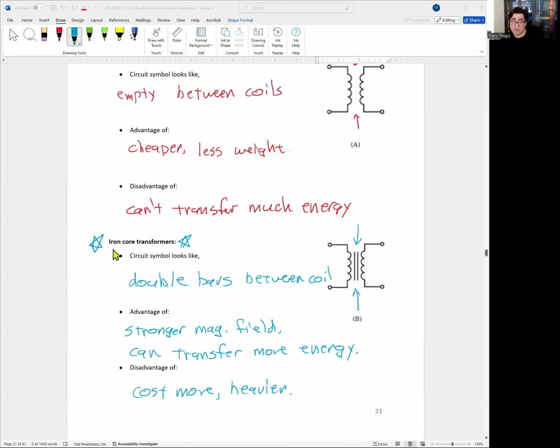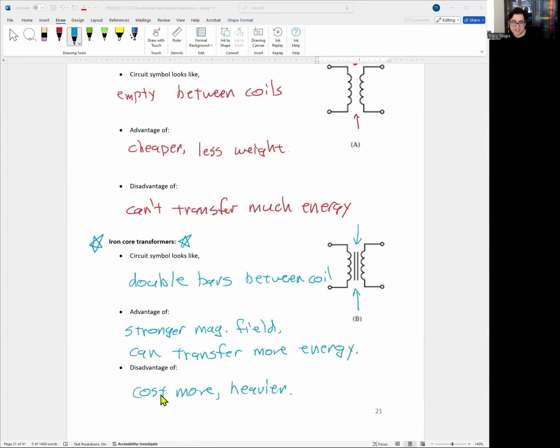Now, let's go to iron core, because this is what we use in the power system all day long. The way you see it in a circuit diagram is you'll see two double bars. The double bars represent the iron in the core, and the windings are wrapped around it. Right? The biggest advantage is a stronger magnetic field that can transfer more energy, right? So you get more bang for your buck out of the transformer.